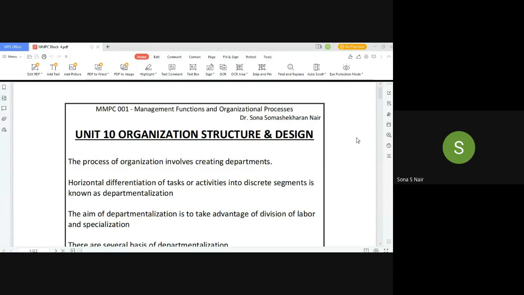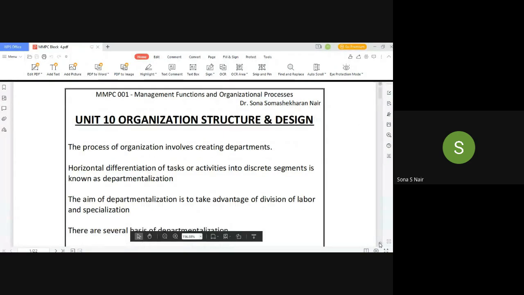with unit 10, which talks of organization structure and design. Some part of this unit we've already covered when we were discussing the organization process. Okay.